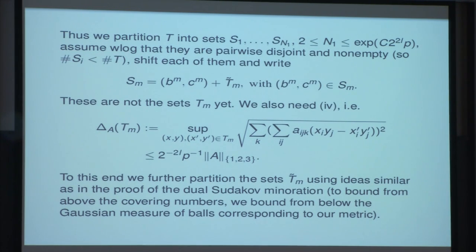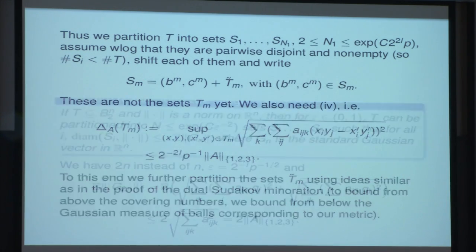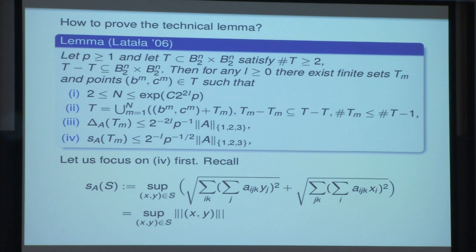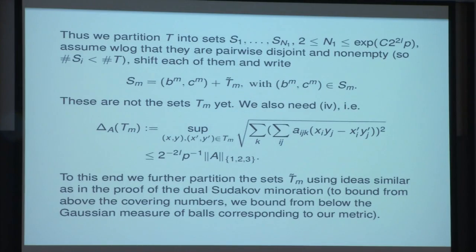Then we just have to assume that those sets, we want to have a partition into at least 2 sets and decrease the cardinality of the initial set. So you can do it by partitioning somehow artificially if, for example, the original set already had small diameter. And then from each set S_i, or S_m, sorry, you just pick up one element and you shift. And then you are done with this first property, the fourth property here.